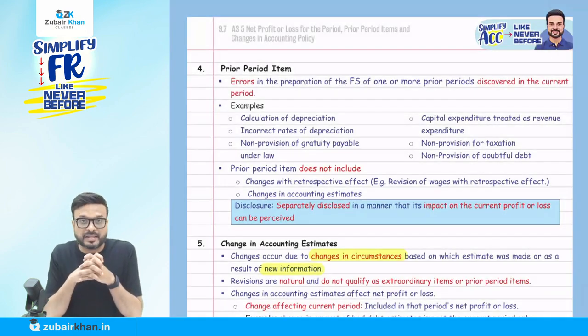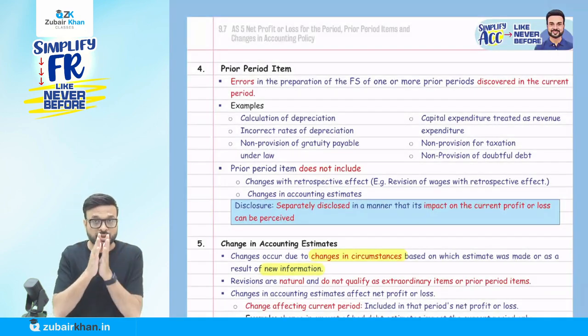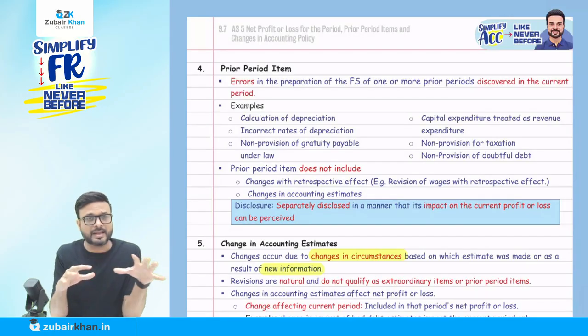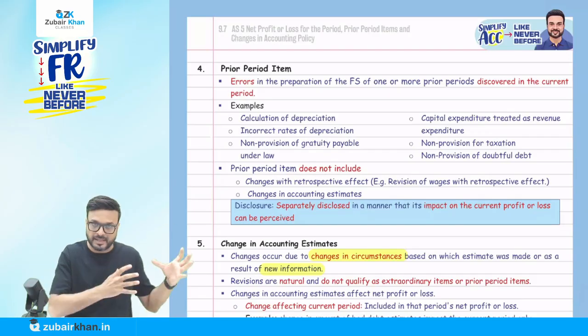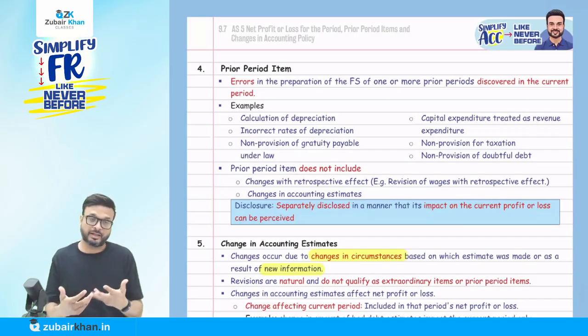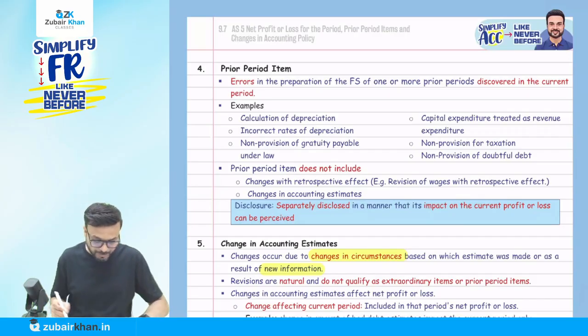Prior period items are errors in the preparation of the financial statements of one or more prior periods, discovered in the current period. To make it simple, we have made certain errors in the past. Now during the year we come to know about them, and now we are rectifying them. That is a prior period item.